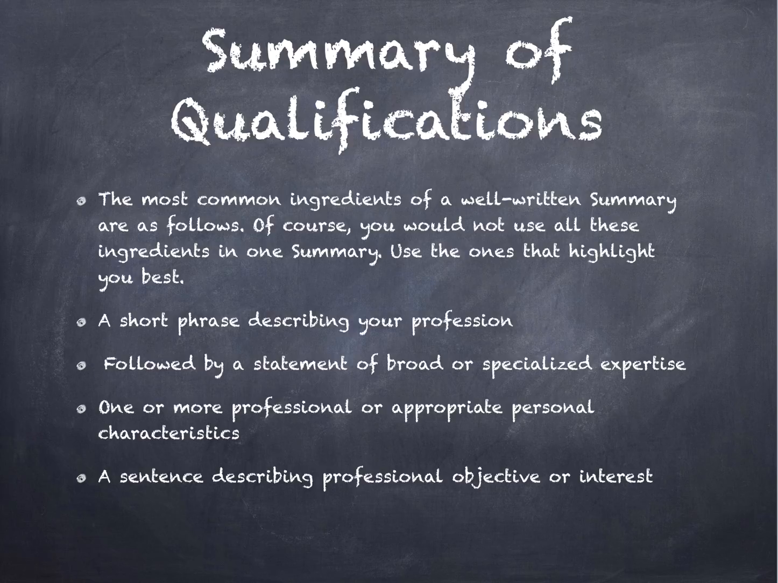Here are some examples and some directions on how to write your summary of qualifications. A short phrase describing your profession. You can follow that by a statement of broad or specialized expertise or experiences. One or more professional or appropriate personal characteristics such as hardworking, dedicated, or a sentence describing professional objectives or interest. Again, you don't have to use all of these bullet points, but a combination of these would be perfect.